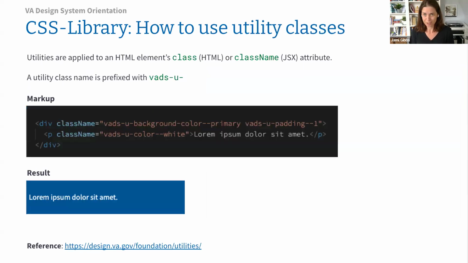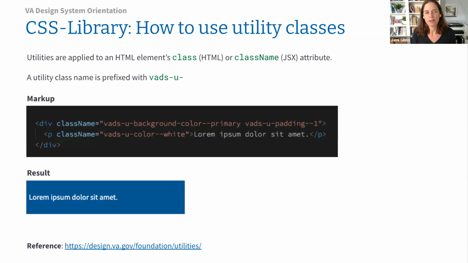A quick example of how that works. The utility is applied just like a normal CSS class. I do call out that if you're using just regular HTML, that's going to be class. And if you're using JSX, that will be className, camel case. The utility classes will be prefixed with vads-u.